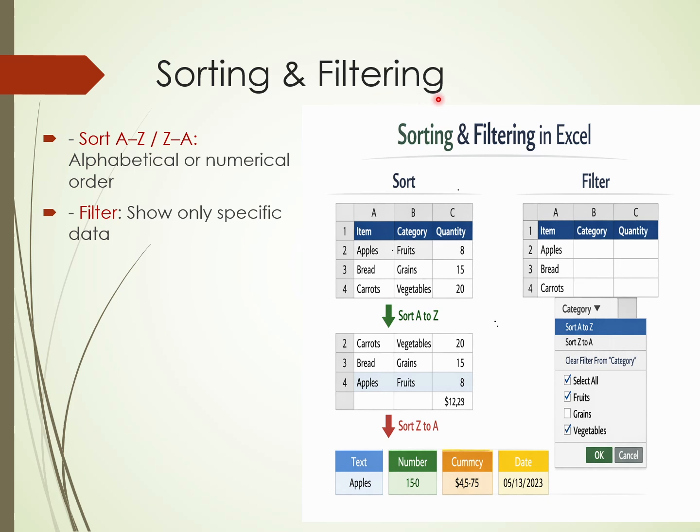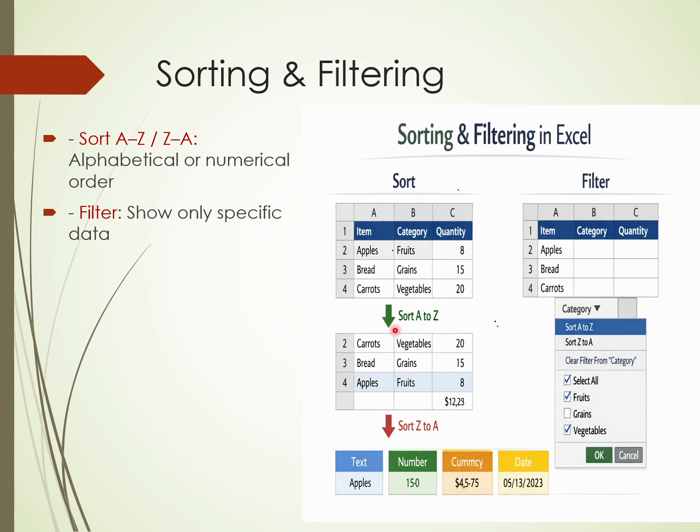सॉर्टिंग एंड फिल्टरिंग. इमेज देखिए, सॉर्ट एंड फिल्टर. सॉर्ट, दिस इज द A to Z ascending order and descending order. Filter, filtering, this is to show only specific data in the column. And sort data, all data is there: column, categories, quantity. And in the filter data, only show specific data.